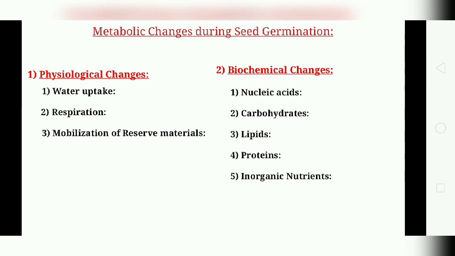Now we move to the biochemical changes. The first point is nucleic acids. The high concentration of RNA in the embryonic axis promotes cell divisions. Due to more cell divisions, DNA content is increased. Okay, next is the carbohydrate.